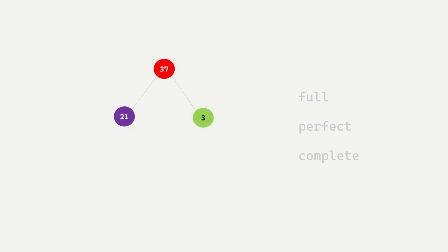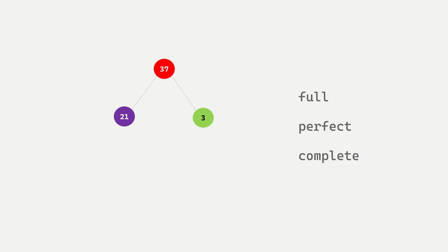This tree is full because every node that is not a leaf has 2 children, and it's perfect because all leaf nodes are at the same level or height, and it's complete because nodes are completely filled from the left without skipping. As you may have caught on here, all perfect trees are full and complete by definition.